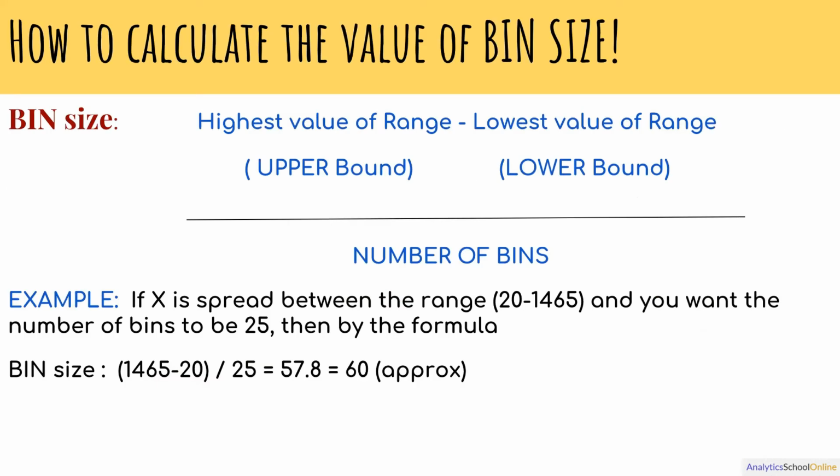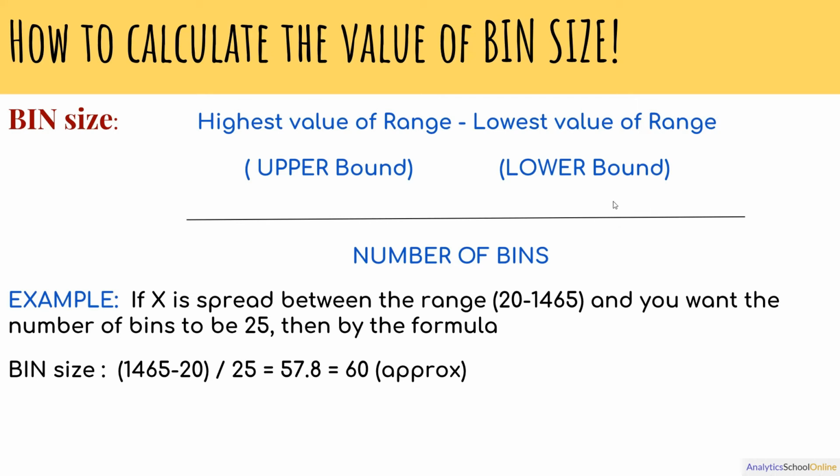Now let's understand how we calculate the value of our bin size, or the width of our bins. It is a very simple formula. You simply subtract the lower bound of your range from the upper bound, and divide it by the total number of bins you want. The number of bins will improve your visualization and precision, so you might want to pay attention to optimizing this value. The highest and lowest values of the range are very basic. You just look at your data set, arrange it in ascending order, and get the lower bound from the lowest value of your observations and the upper bound from the highest value.